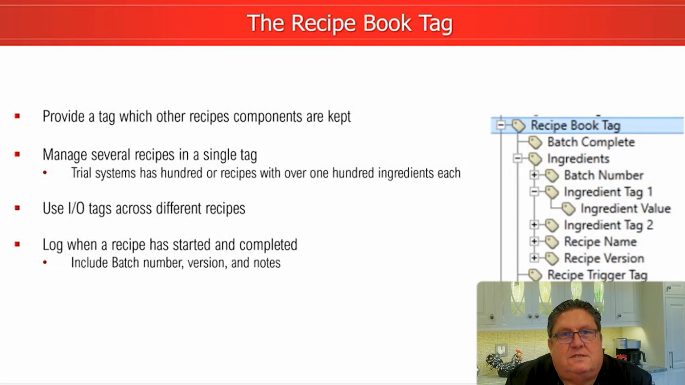The first tag was the recipe book tag. Think of it as a recipe book, where a recipe book holds all different recipes. In my demo, I have a recipe book called cookies, and then I start up different recipes, different types of cookies: peanut butter cookies, chocolate chip, ginger, and so forth. So that's what a recipe book tag will be able to do for you.